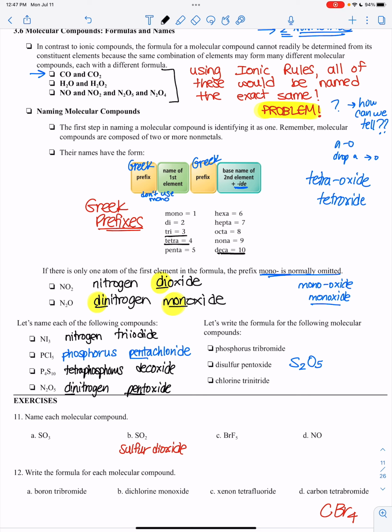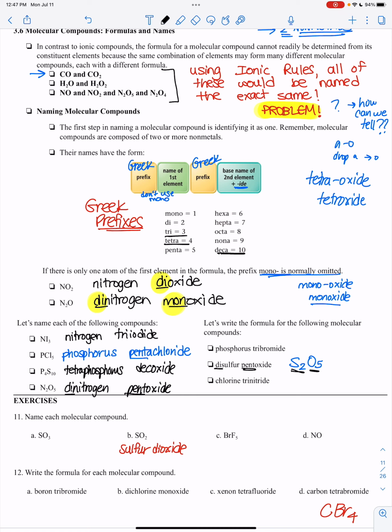Now, we're not going to have to worry about charges and figuring out any type of math with writing the formulas for molecular compounds. You're going to love this. You just use the Greek prefixes to write the formula. Look at disulfur pentoxide. Disulfur means I have 2 sulfurs. Pentoxide means I have 5 oxygens.